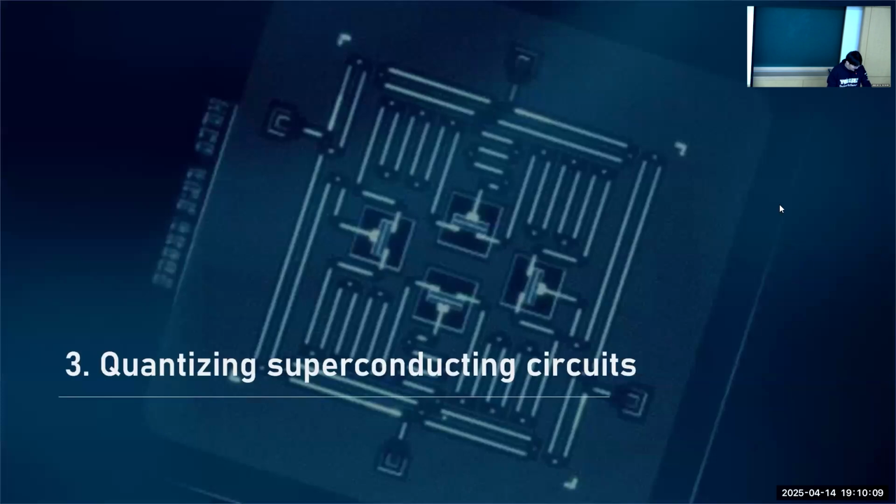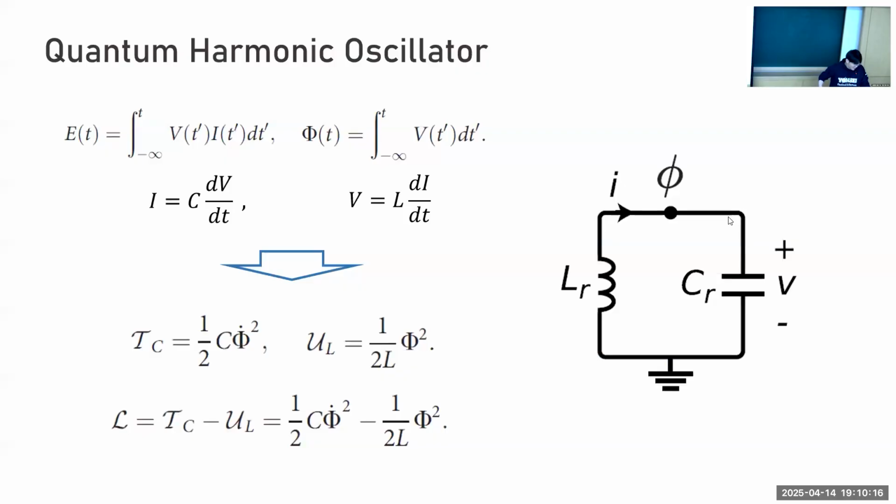And I'm going to explain the quantization of superconducting circuits. First, we can start with the quantum harmonic oscillator. We can quantize this flux property: e(t) equals v i dt, and phi(t) is v(t) dt. So we can make this equality from these equations, and we can construct the Lagrangian from this flux.